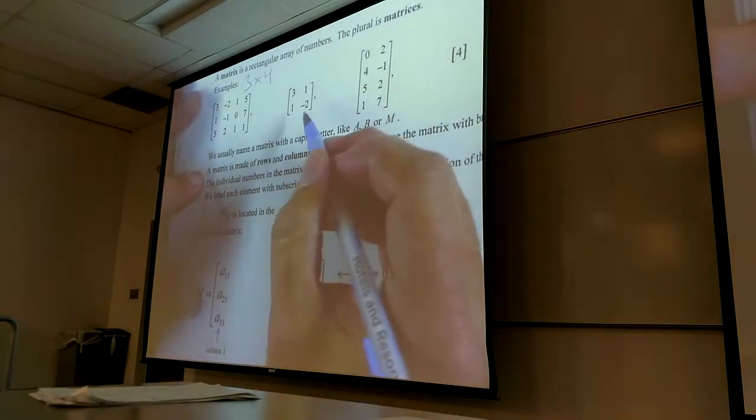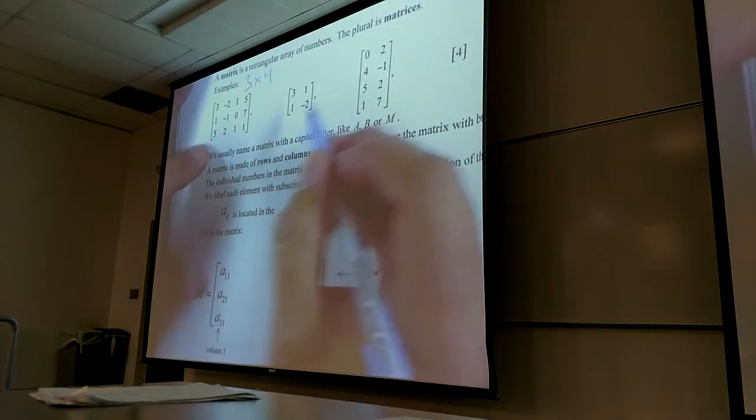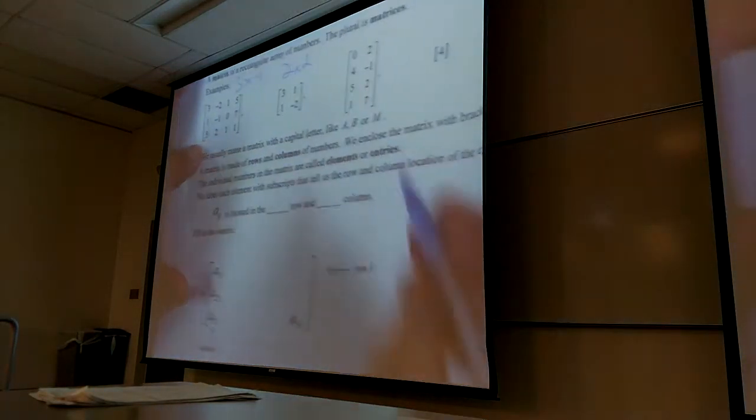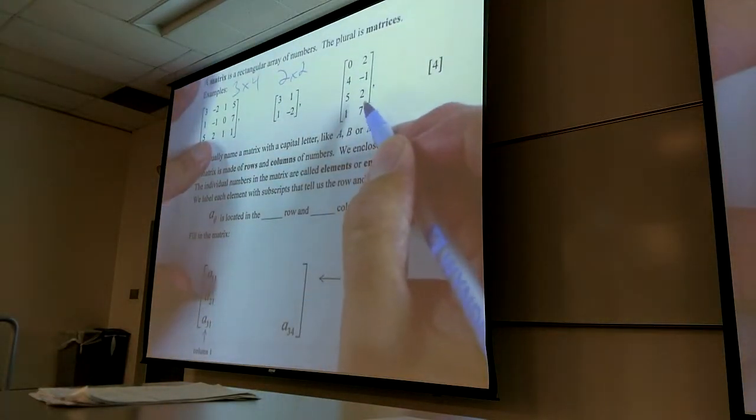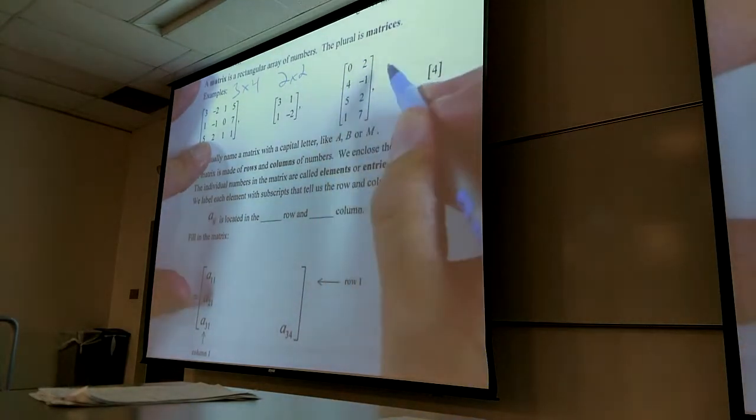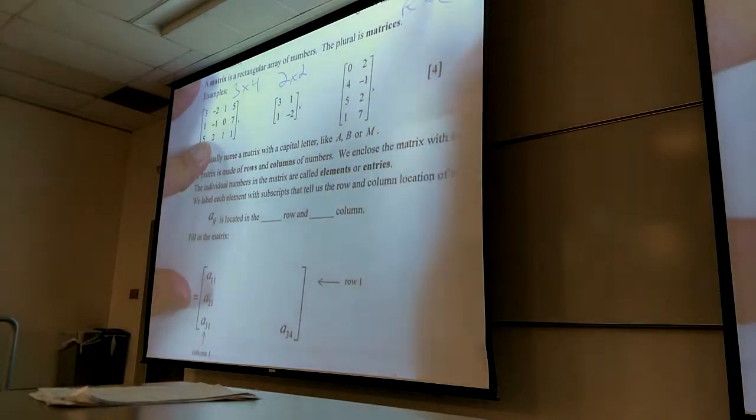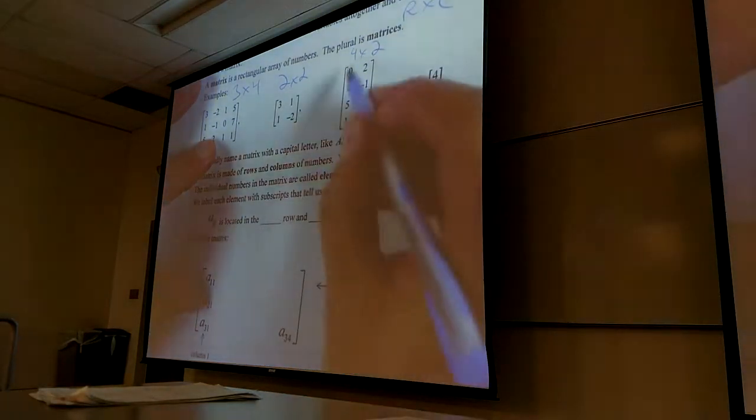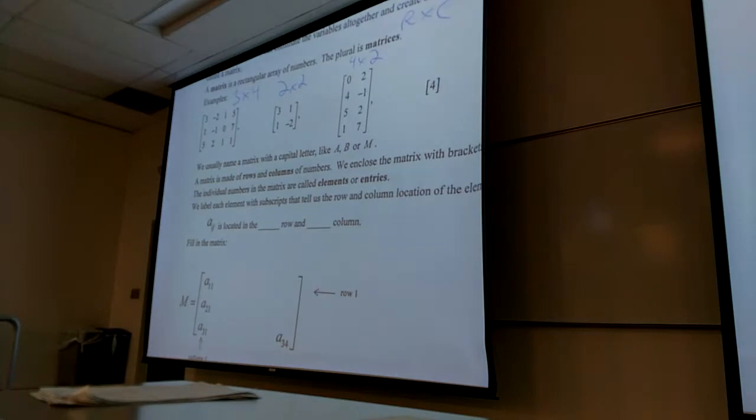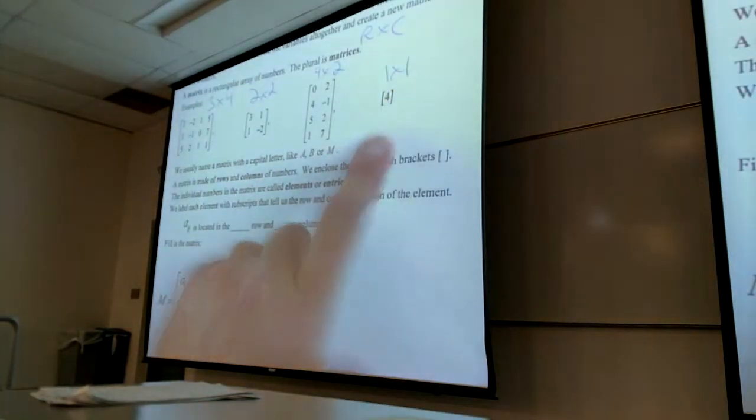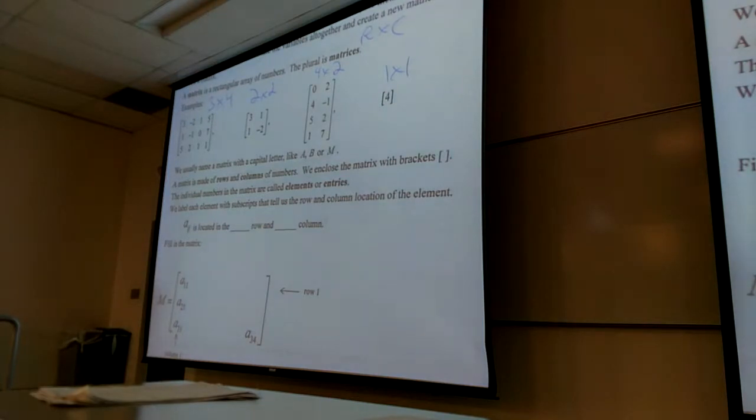What about this next one? What's the dimensions of this next one? 2 by 2. What about this one? Careful, it's rows by columns always. Row by column. 4 by 2. 4 rows, 2 columns. And what about this one? 1 by 1. I like it.